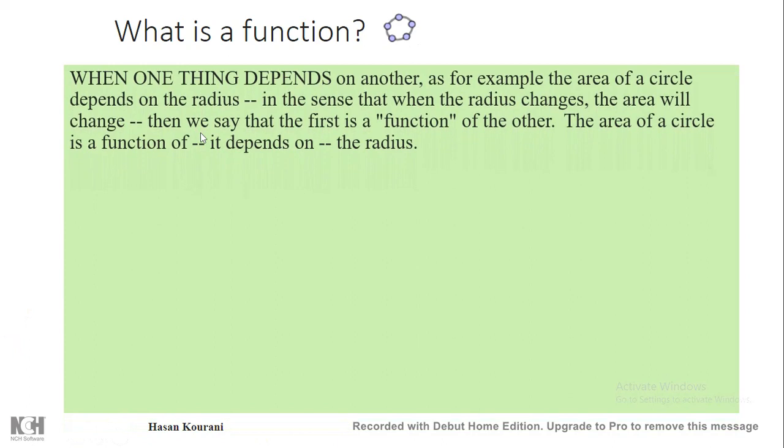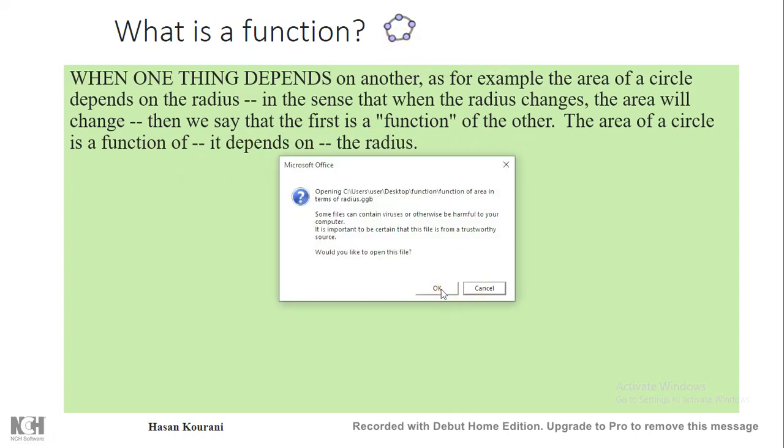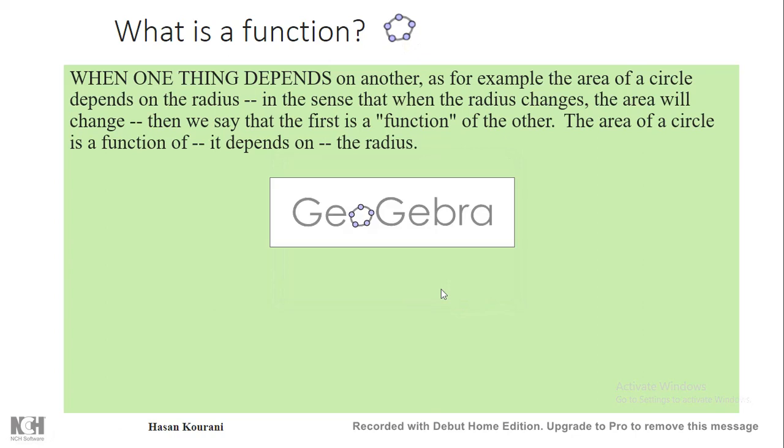At the beginning, what is a function? Let's see. When one thing depends on another, for example, the area of a circle depends on the radius, in the sense that when the radius changes, the area will change. Then we say that the first is a function of the other. The area of a circle is a function of, or it depends on, the radius. This can be illustrated in this activity, as you will see.